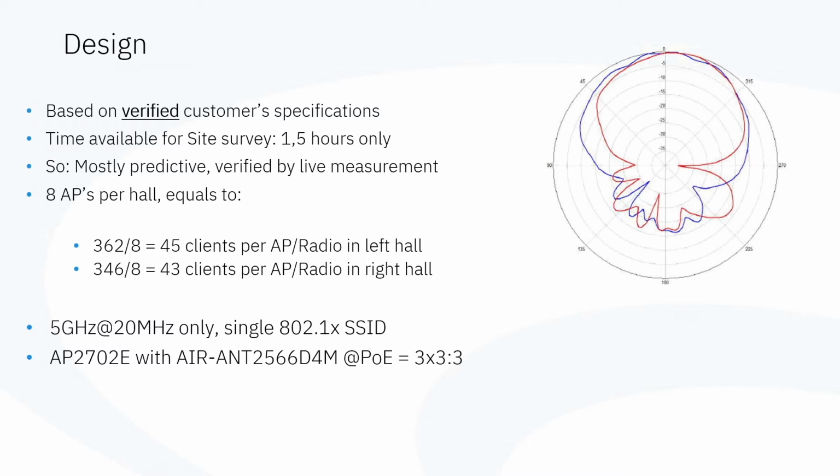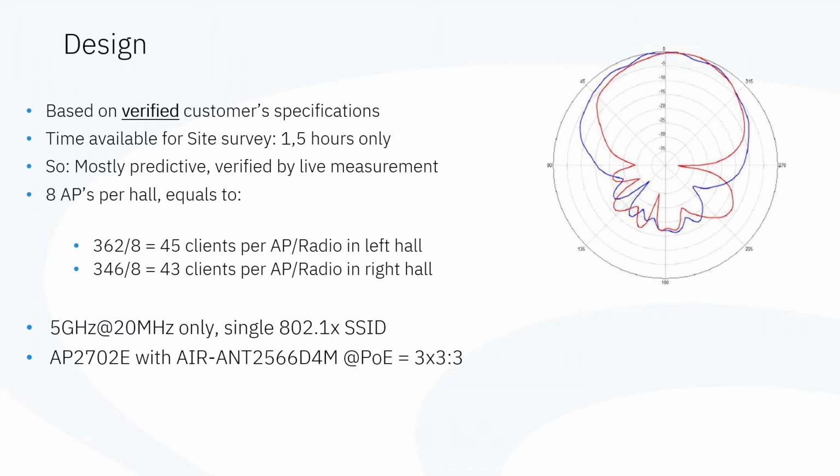But then we had to do the rest of the design mostly predictively. And we used Ekahau for that, of course. Who doesn't? So that helped a lot. And we came down to a design with 8 access points per hall, which gave us about 40 to 45 clients per AP or radio actually in the left hall, and about 43 clients per AP radio in the right hall.